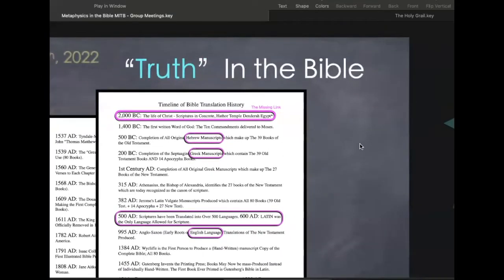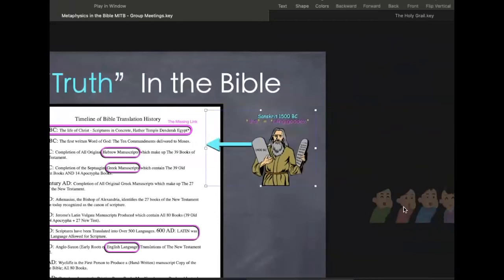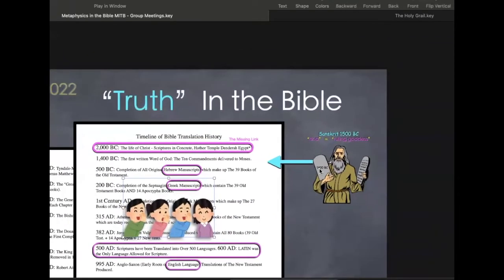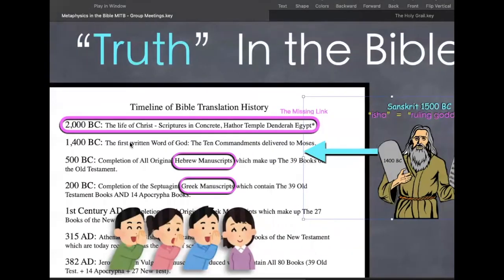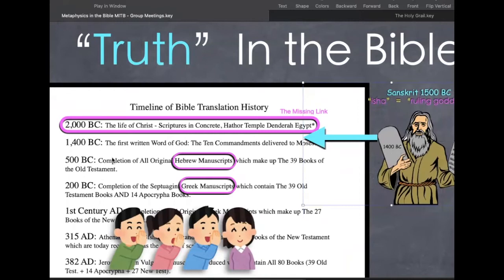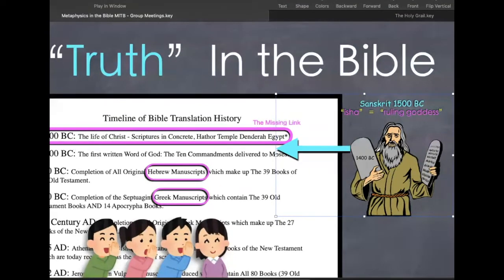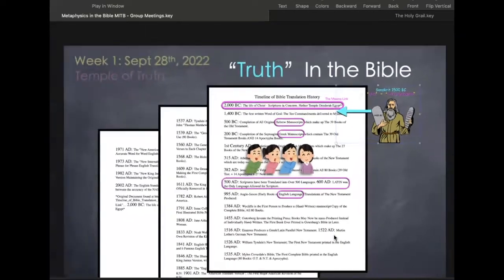So let's ask Moses. Because we know this has been going on. So in 1400 BC, the first written word of God, the 10 Commandments, delivered to Moses. Well, that was 1400, and we know that we have proof that in 1500 BC, Isha was ruling goddess. So what did he write? Did it get slightly changed from there? Probably not. He probably had the word Isha. That's a good question. But the tablets broke, right? We don't have them. Any questions?